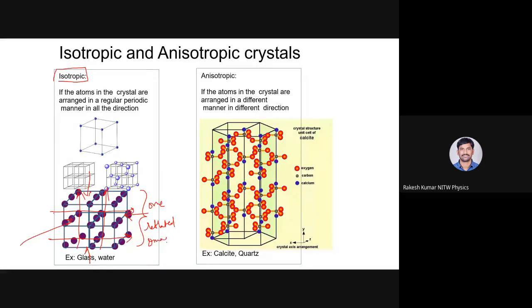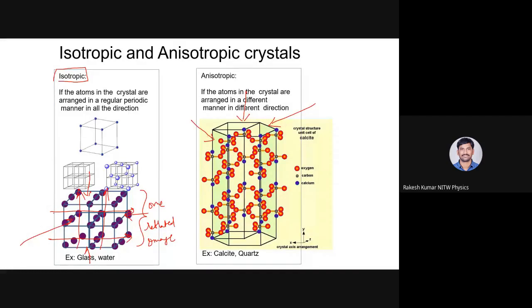One refracted image. Suppose you consider another crystal, called an anisotropic crystal, where the arrangement of atoms is not the same in every direction. If you see from this direction, you will see a different kind of atomic arrangement. From this direction, a different kind of atomic arrangement, and from this direction, again different.